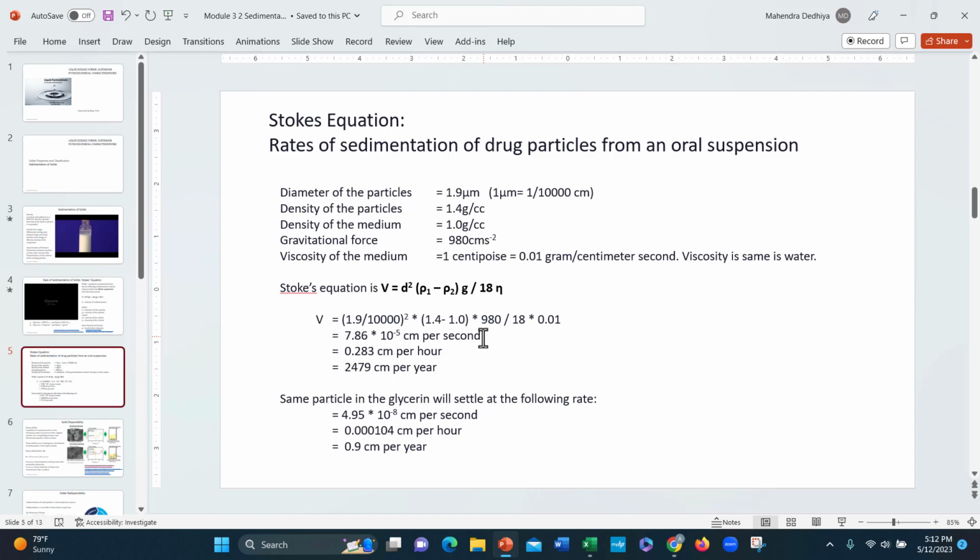This is difficult to read. We converted it to 0.283 centimeter per hour, and the velocity is 25 meters per year, which means the drug will settle very fast in water. Take glycerin alone: velocity is 4.95 times 10 to the minus 8, which is 0.0001 centimeter per hour. We convert that into 0.9 centimeter per year. Glycerin reduces particle sedimentation rate.